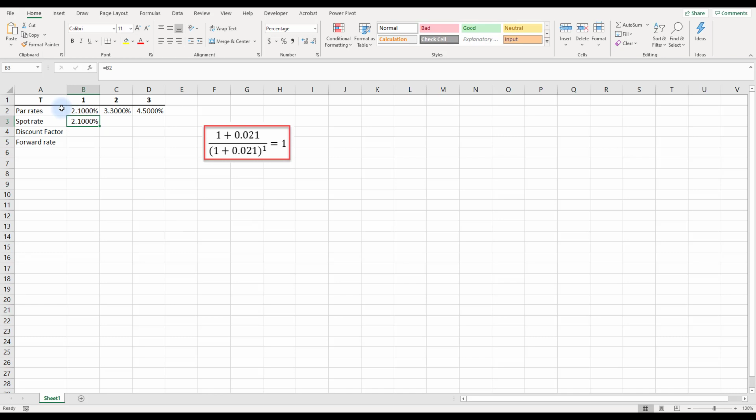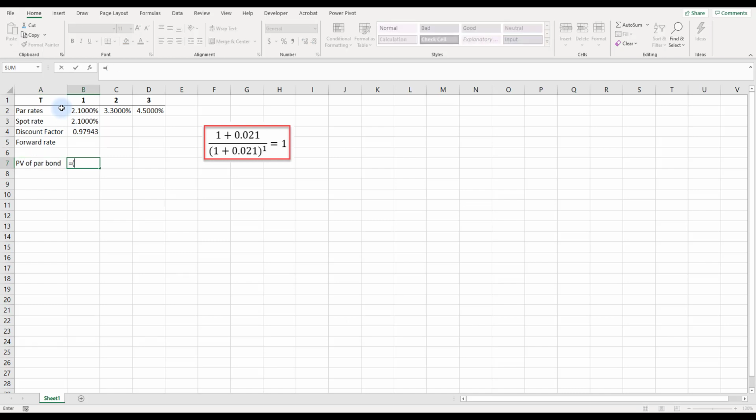And we can show that this is correct as well. The discount factor will be 1 divided by 1 plus the spot rate, raised to the power of the period, which is 1. So this is the discount factor. We will leave the forward rate for later. But just to show that we are correct, let's calculate the PV of the par bond.